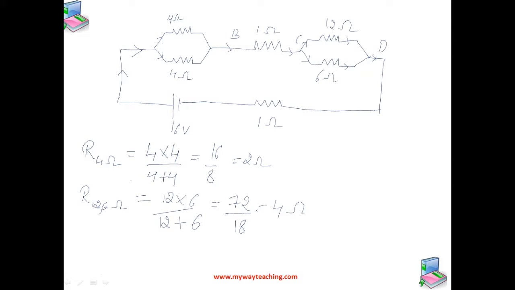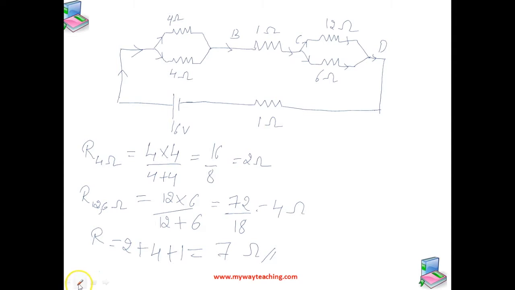So now the equivalent resistance R of the network is obtained by combining these resistors, that is 2 ohm and 4 ohm with 1 ohm in series. So we'll get the total resistance value by adding these 3, that is 7 ohm. Okay. This is the first part of the question.